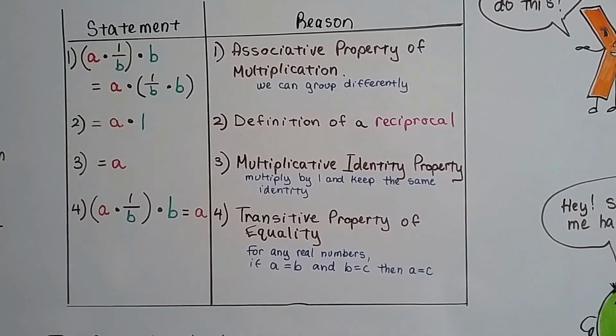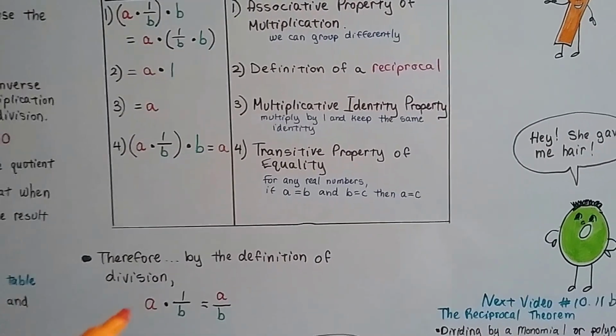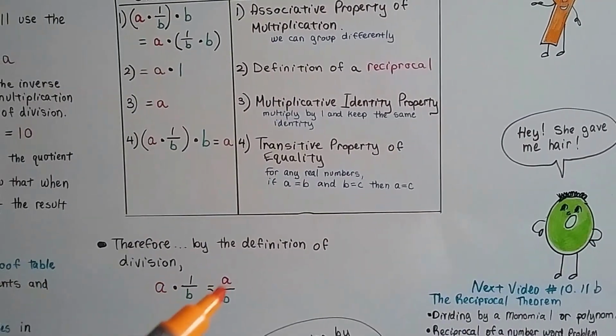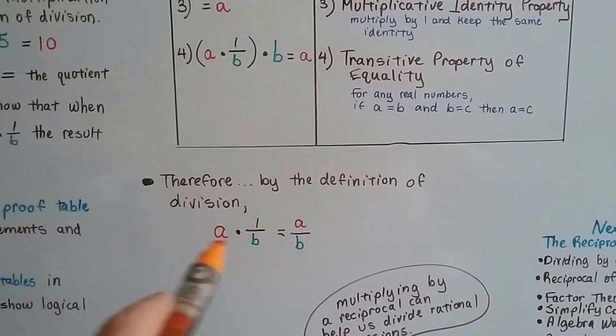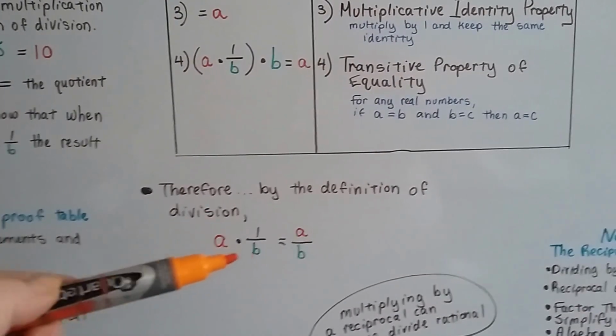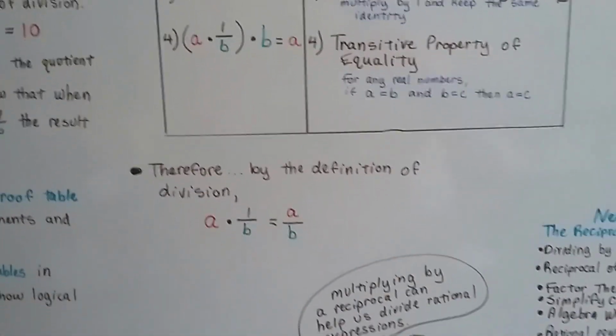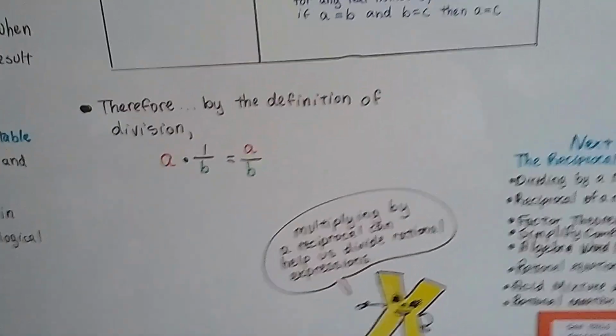Okay? That's transitive property. So therefore, by definition of division, a times 1 over b is equal to a over b. See? And actually, we could just do that. We could put the a over a 1, couldn't we? And then we'd have a times 1 over 1 times b. That would be a over b, wouldn't it? Multiplying by a reciprocal can help us divide rational expressions.